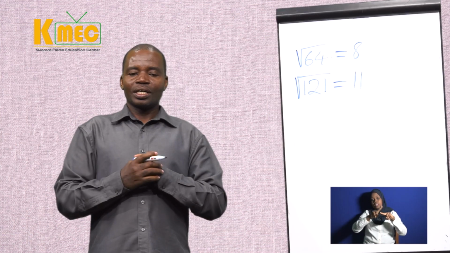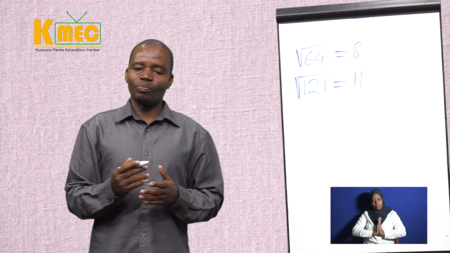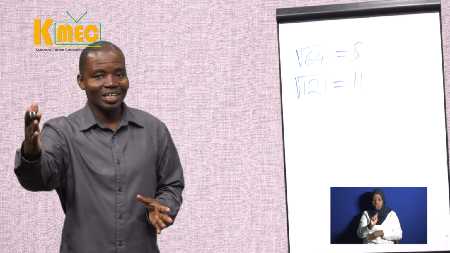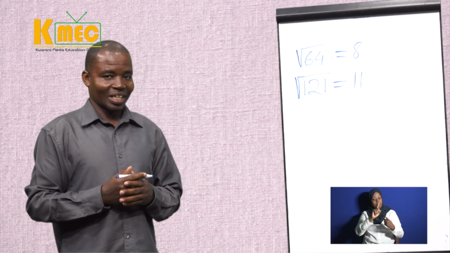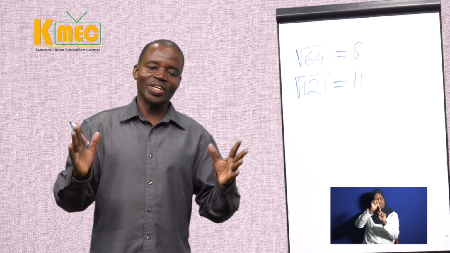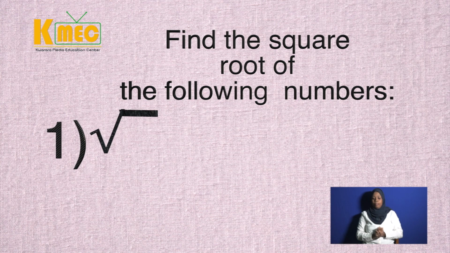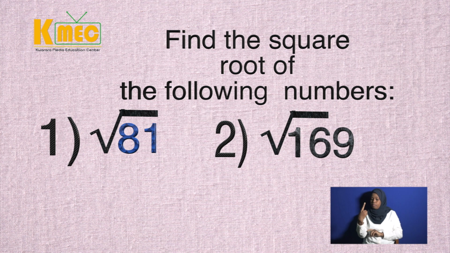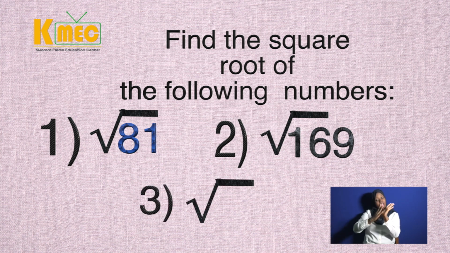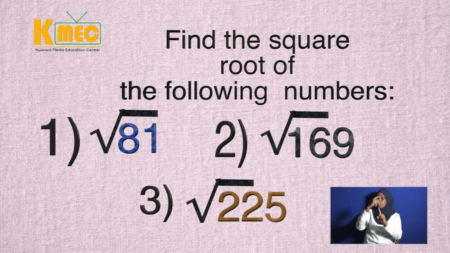Thank you. Now, copy the following questions for more practice. Find the square root of the following numbers. Number 1, square root of 81. Number 2, square root of 169. Number 3, square root of 225.